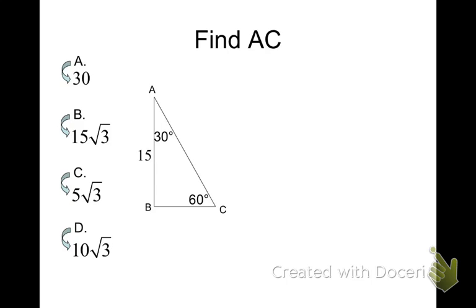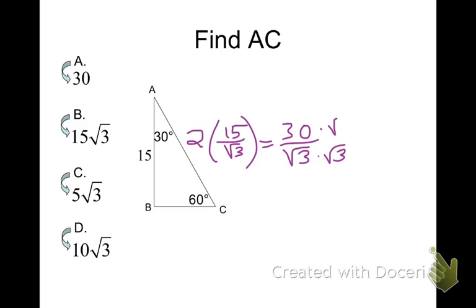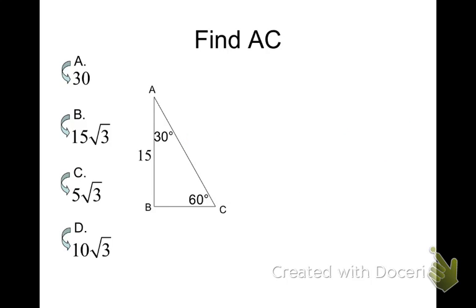Now we're looking for the hypotenuse when we know the long leg. The long leg is root 3 times the short leg. The hypotenuse is double the short leg, so this needs to be 2 times the long leg over root 3, which looks like 30 over root 3. We want to rationalize, and so we end up with 30 root 3 over 3. Last step to simplify, and we get 10 root 3. Answer choice D.